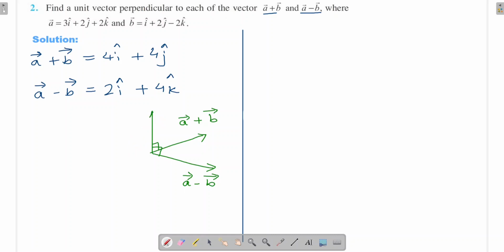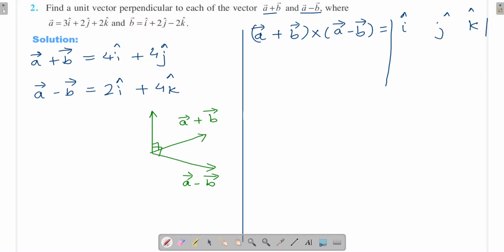So how to find this vector? You know that a vector which is perpendicular to two given vectors is nothing but the cross product of the given vectors. Okay. So we have to find the cross product of the given vectors. So that is A bar plus B bar cross product A bar minus B bar, and by definition it is the determinant i cap, j cap, k cap, right?